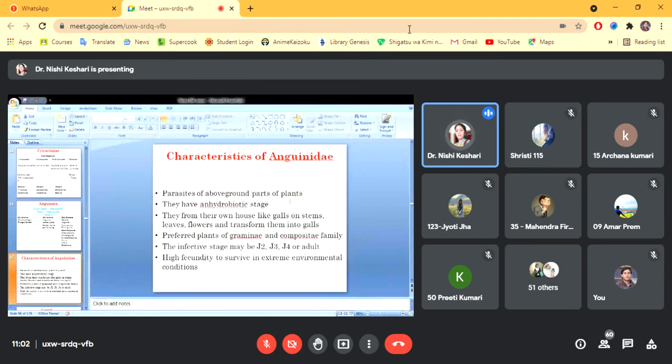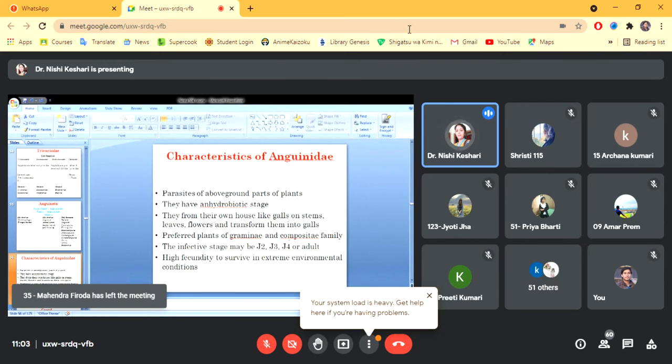So what are the characteristics of Anguinidae? They are parasites of aboveground plant parts. They have a cryptobiotic state that you have studied in survival. If the nematodes are on the aboveground parts of the plant, they have to face extreme environmental conditions like hot weather, extreme cold, drought, and windy conditions. So they have to survive through these conditions, and they undergo anhydrobiosis. They form their own house, transforming stems, leaves, and flowers into galls, and they live inside. They can keep their eggs or juveniles inside the galls to survive.